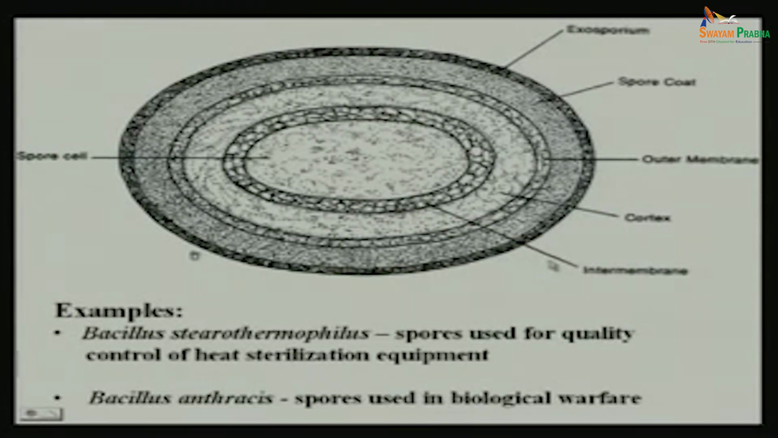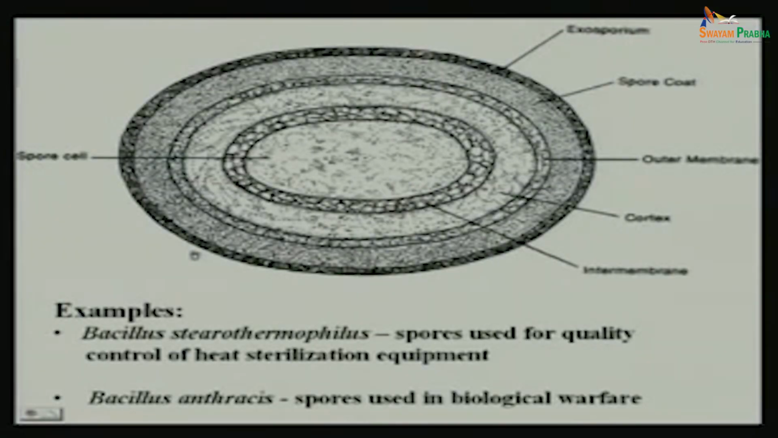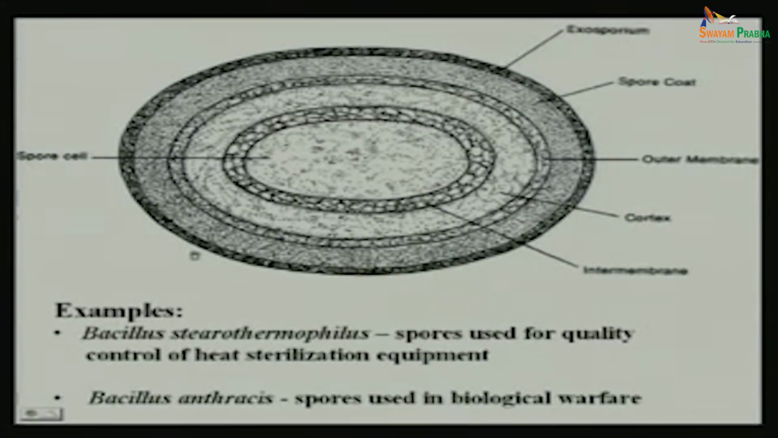That means we can find the intermembrane, followed by the cortex, followed by the outer membrane, spore coat, and the exosporium. And these spore coats are so resistant that under any drastic condition this bacteria can withstand, and under normal environmental conditions these spore coats open up, and this bacteria can once again reproduce. So, this is the spore formation of bacteria.